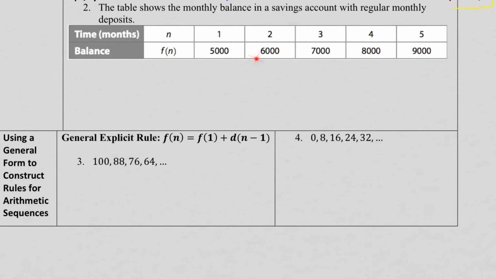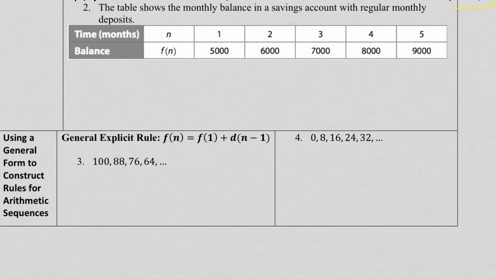From 5,000 to 6,000 is 1,000. From 6,000 to 7,000 it's 1,000. From 7,000 to 8,000 it's 1,000. From 8,000 to 9,000 it's 1,000, right? Every single one of them is being added by 1,000. So here's what I'm going to write.